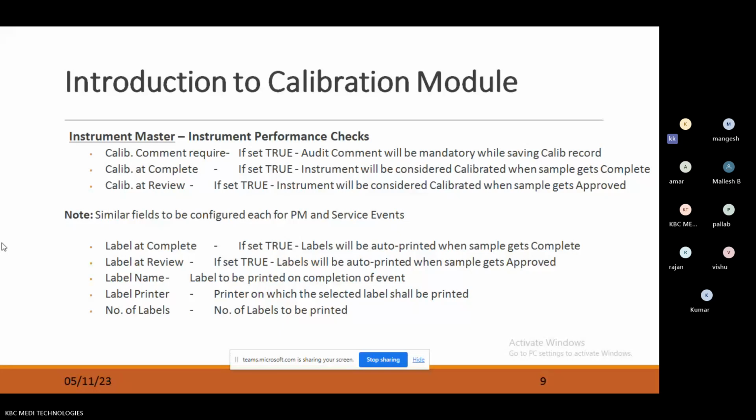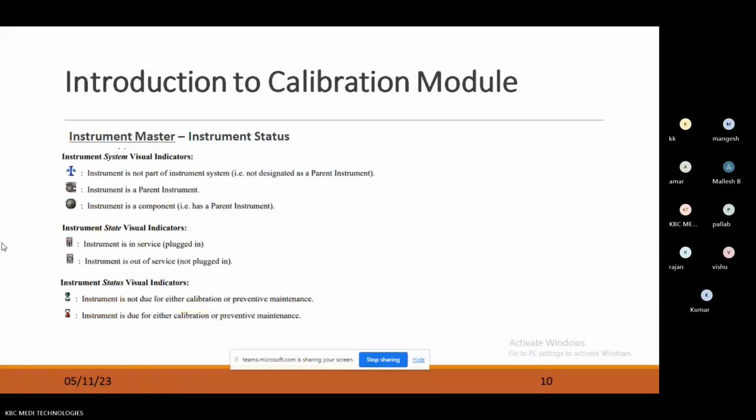And the way you are maintaining instrument master, that's up to the company, it may be different, but the technique will be the same for every organization. Here there are some indications, the instrument system's visual indications. For example, if the instrument status is active, it will be in plugged-in state. If it is not plugged in, it may be out of service, which indicates it may be under service, out of calibration, or during calibration.